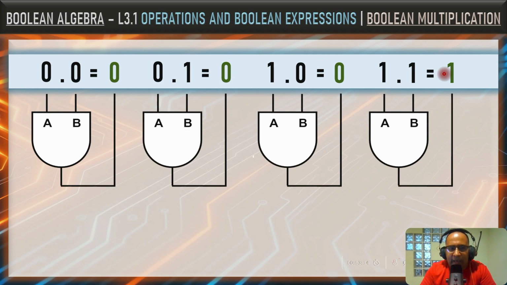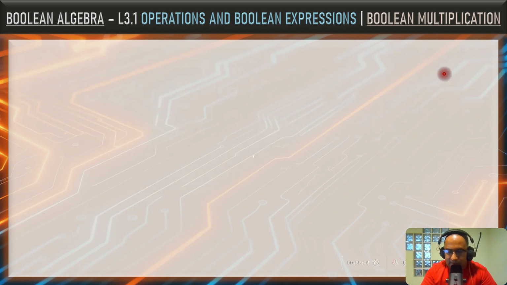Summary: why the AND operation works this way. Boolean multiplication checks if all conditions are true at the same time. The series switch analogy makes this intuitive. If any switch is off, the current can't flow. Only when every switch is on does the lamp light up. So let's solve another exercise.